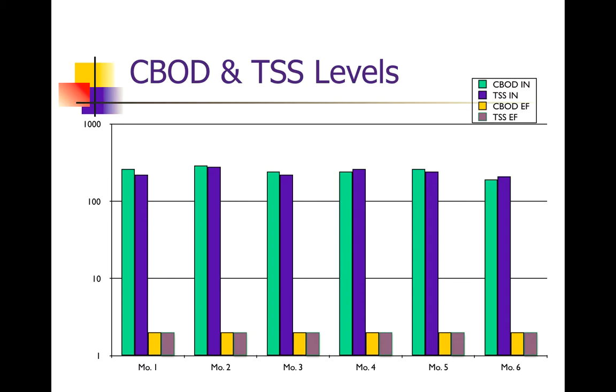The two green and blue bars represent the influent BOD and TSS for the treatment tests. The smaller bars, the yellow and light purple, are the discharge from the Oscar. We started at over 220, 230 milligrams per liter BOD and TSS, and we averaged throughout the entire test 2 for BOD and TSS.